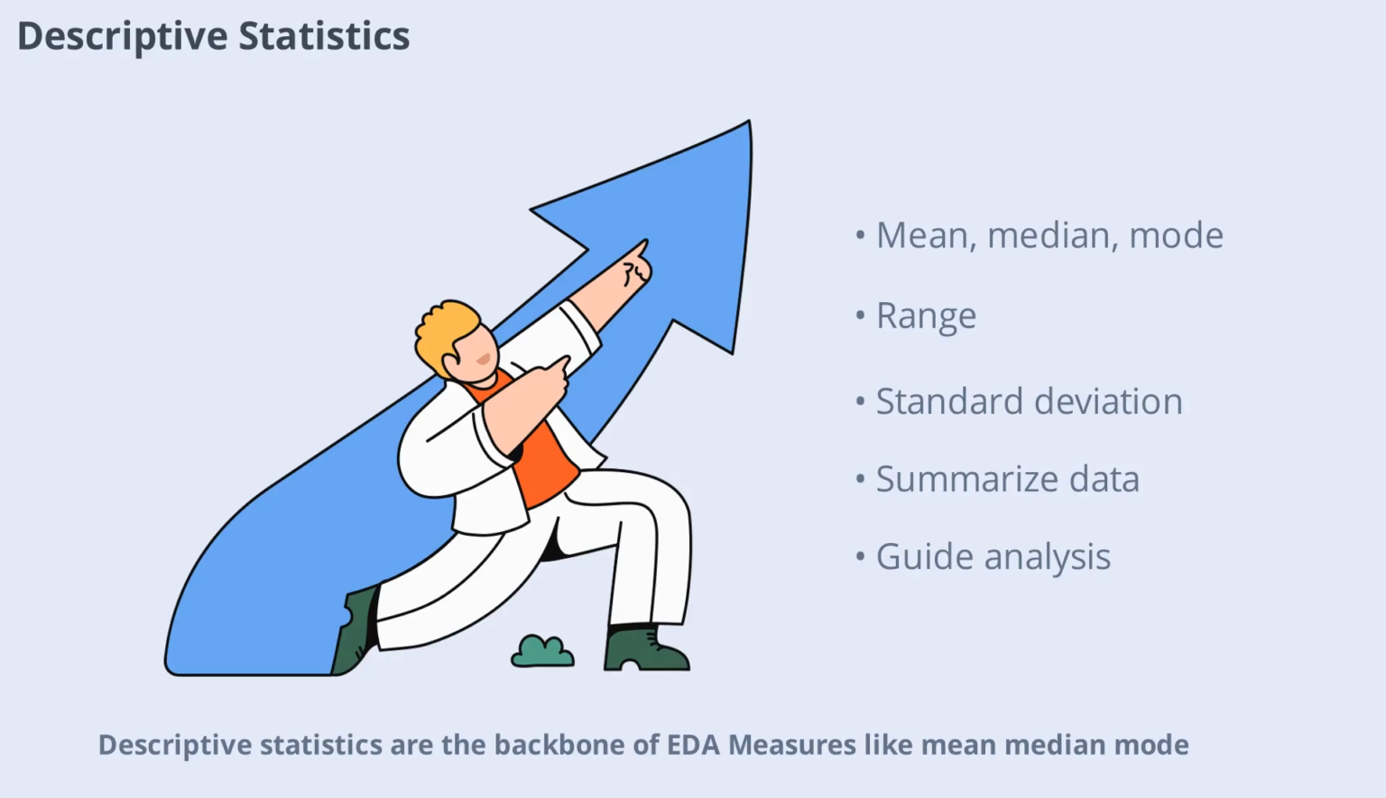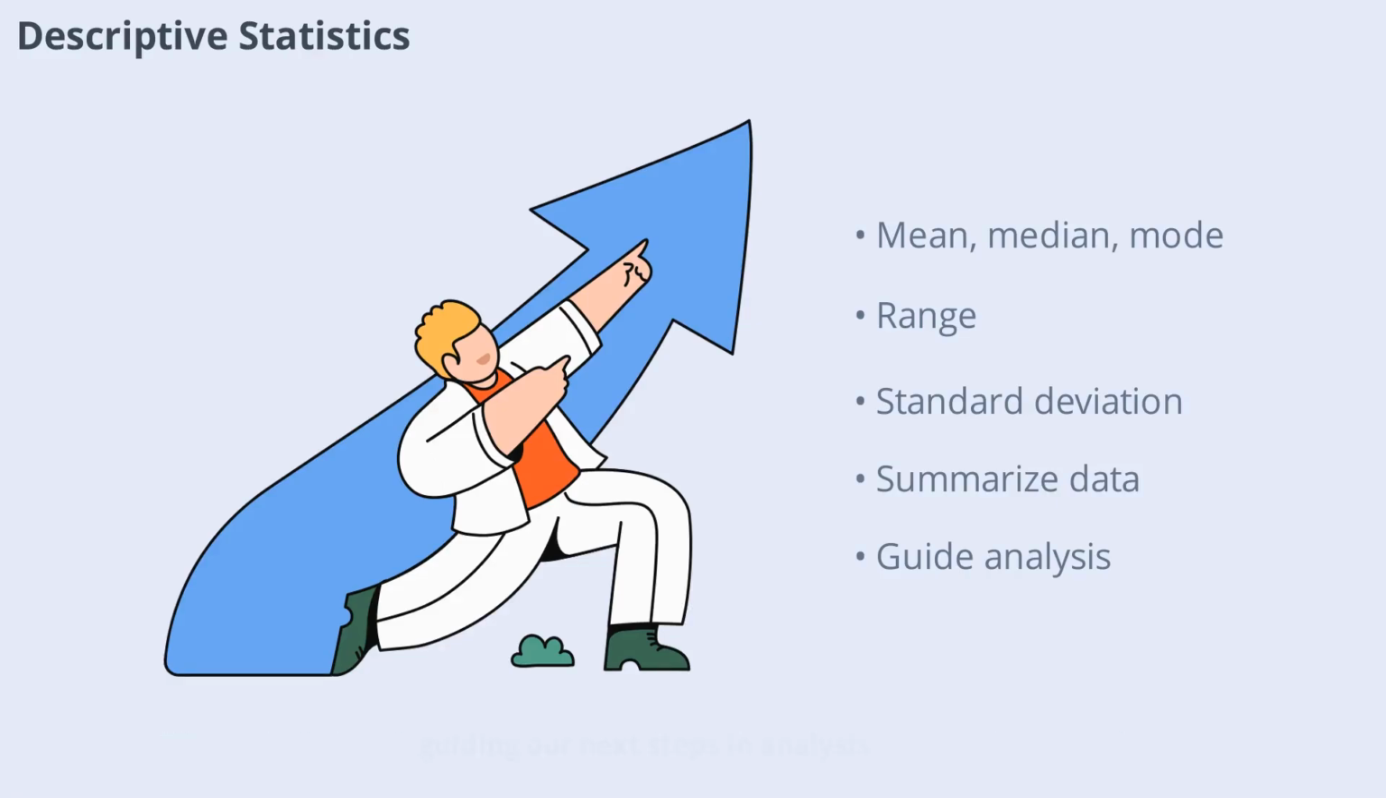Descriptive statistics are the backbone of EDA. Measures like mean, median, mode, range, and standard deviation help us summarize and compare datasets. These statistics give us a snapshot of what's typical and what's unusual, guiding our next steps in analysis.